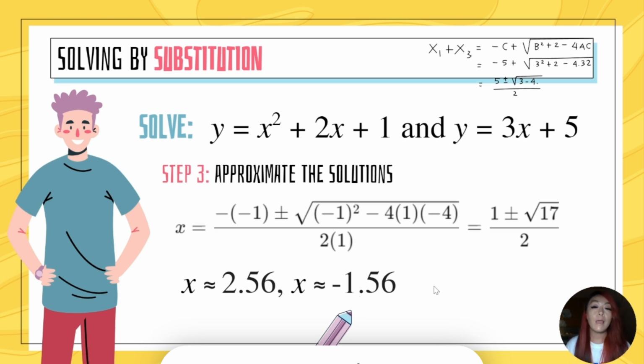So now we have our x values, right? But remember, it's a system of equations, so the solutions are the point or points of intersection. So we're looking for coordinates here. We're looking for ordered pairs. So we have the x values of the points of intersection at this point, and now we need to find the y values.